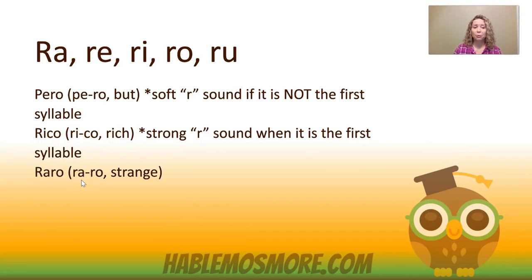And now let's look at an example where you have a combination of both, right? So remember the first R, this is going to be a strong sound because it's the first syllable. This one's going to be a soft sound because it's not the first syllable. So raro, which means strange, weird. Raro is strange.